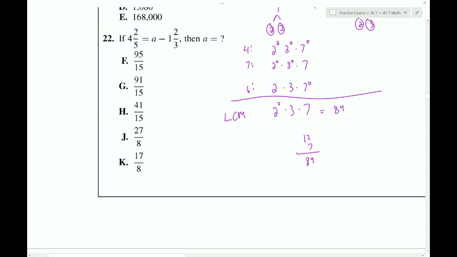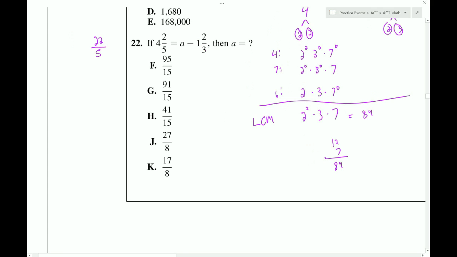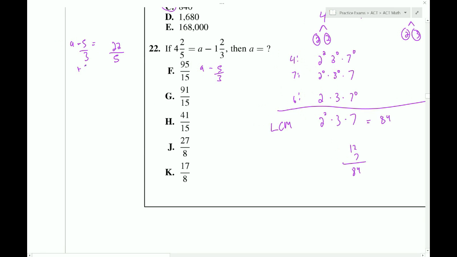To change it into an improper fraction, you multiply these and then add the numerator. So it would be 20 plus 2, 22. So this would turn into 22 over 5. Then same thing here, you get 1 times 3 is 3 plus 2 is 5, so this turns into 5/3, okay? And then to solve this, you have to add 5/3, right?